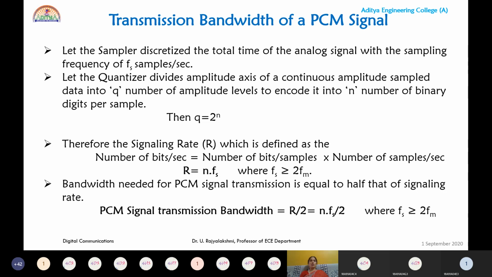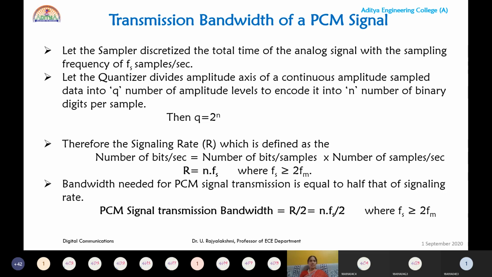Quantizer. Let us assume that the quantizer has a total of Q amplitude levels. So how many representation levels do we have? The quantizer divides the amplitude axis into Q representation levels. For an n-bit sequence, how many amplitude levels are there? Q amplitude levels.